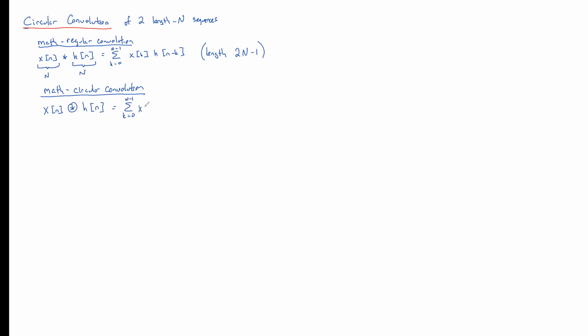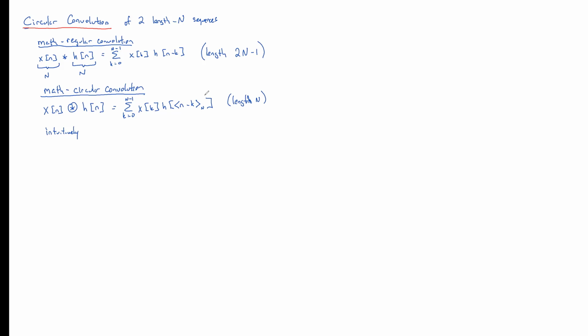The notation uses modulo operators, which looks just awful. It is going to be of length capital N. So two length N sequences go in, a length N sequence comes out, and you can do this already with no further instruction from me using math.